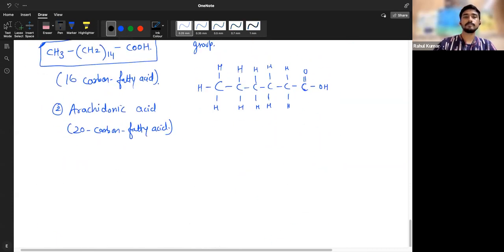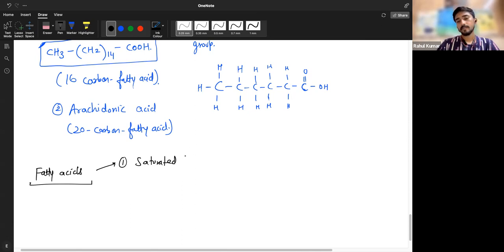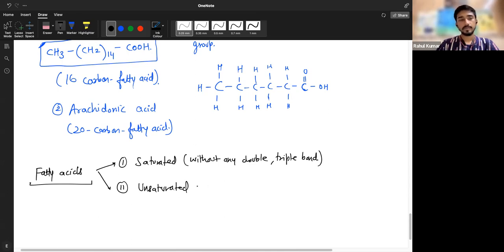Write down. Fatty acids can be 2 types. One is called saturated fatty acids. Saturated fatty acids, you can write, without any double or triple bond. And second is unsaturated. Unsaturated is with 1 or more double bond. This triple bond is not possible.